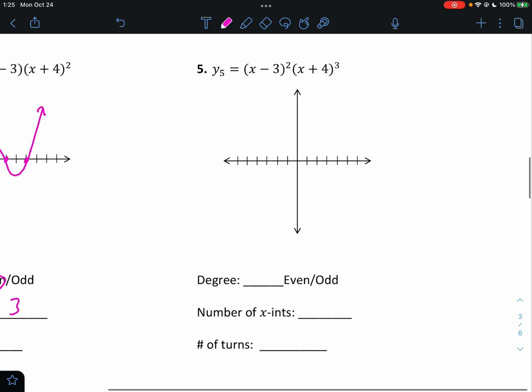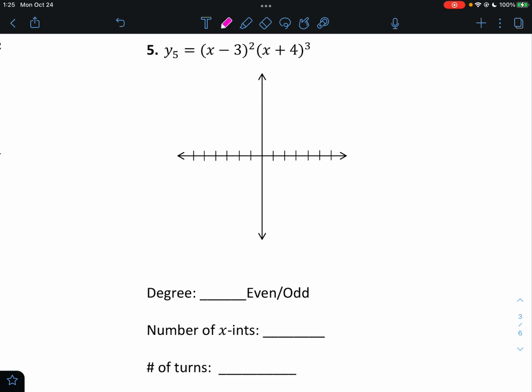And our last one here. You can pause the video again to put this into your calculator. It has two x-intercepts at 3 and -4. The degree is 2 plus 3, which is 5, which is an odd number. It only has two x-intercepts, though. If you have a graph of this in your calculator, it should look something like this. It's not the best graph, but it looks something close to that. So how many times did it turn? Twice.